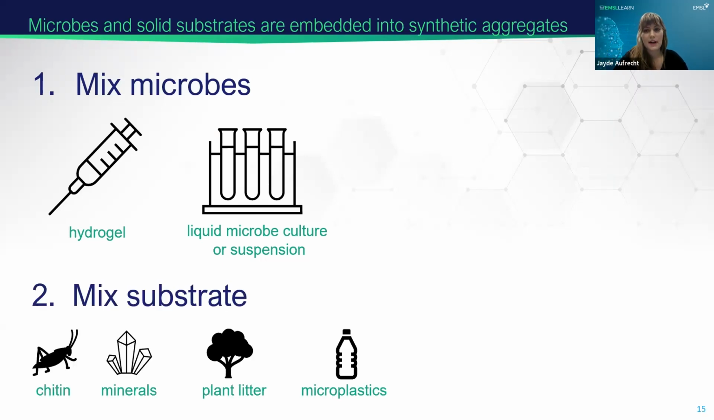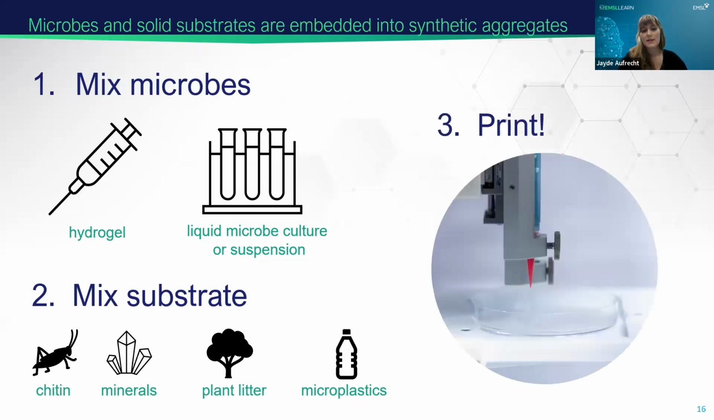The next step is deciding what you want to feed the microbes. So we mix in some solid phase substrates that we want to understand how the microbes are breaking down, maybe. So far we've tested things like chitin, different minerals. We've tried plant litter and microplastics. There's probably other ones we can add if there's anything else that you're interested in looking at. So once you've mixed all those things together, the next step is just to print these aggregates.